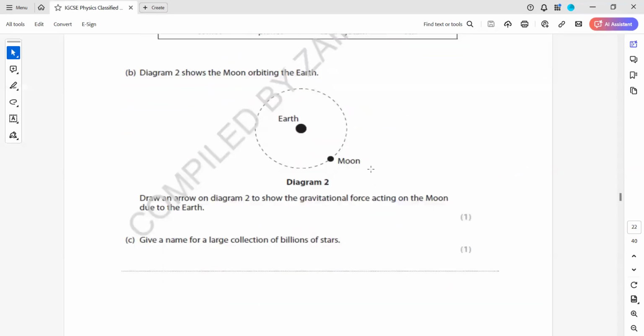Diagram 2 shows a moon orbiting the Earth. Draw an arrow on diagram 2 to show the gravitational force acting on the moon. Give a name for a large collection of billions of stars. Galaxy.